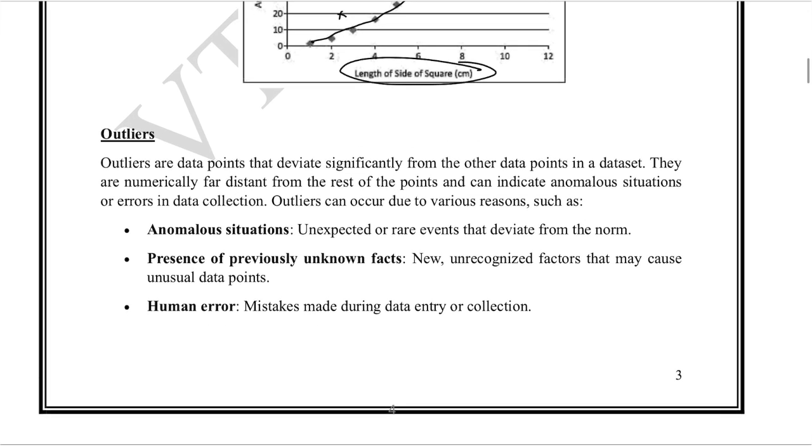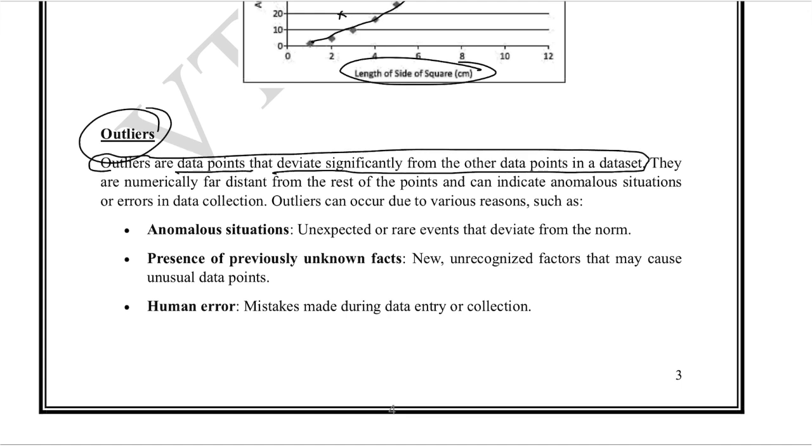This is done. Next you have outliers. What are outliers? Outliers are the data points that deviate significantly from the other data points in a data set. That means outliers are nothing but out of range points, you can say. They are numerically far distant from the set of points and they can indicate an anomalous situation or errors. That means outliers are not good for the data. We have to remove them. That means they cause errors.